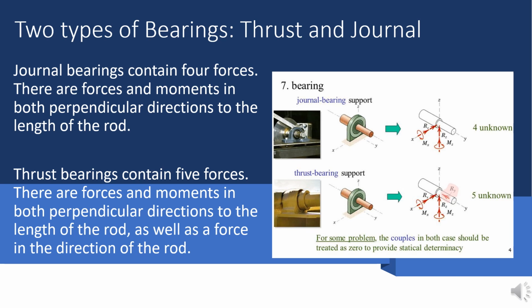That's where the difference between a journal bearing and a thrust bearing comes in, because the thrust bearing has all those forces and moments, but it also has a force along the direction of the axis of the rod. So you can see where it shows Ry that there's a force pushing along the y-axis.